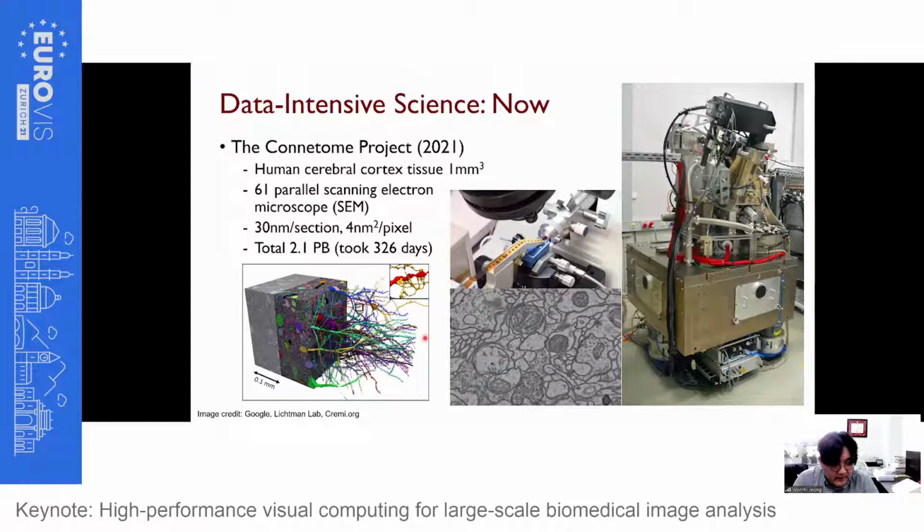So they recently released this data, and they also submitted this paper to a journal. I accessed this preprint from bioRxiv, and the size of the data is 2.1 petabytes. In the paper, they mentioned that the total raw data size is 2 petabytes, and it took almost a year to make this image. So it's an extremely huge dataset, as we can imagine.